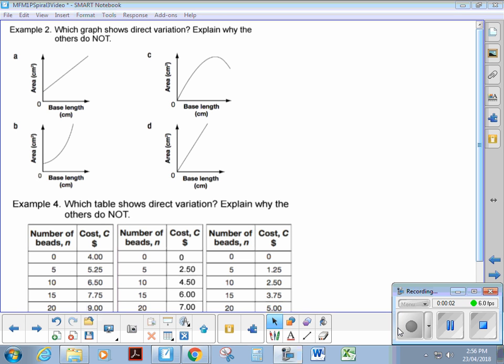All right, welcome back to the final part of this note. So we're looking at direct variation. The example on this page is: which graph shows direct variation? Explain why the others do not. So which ones are direct variation?